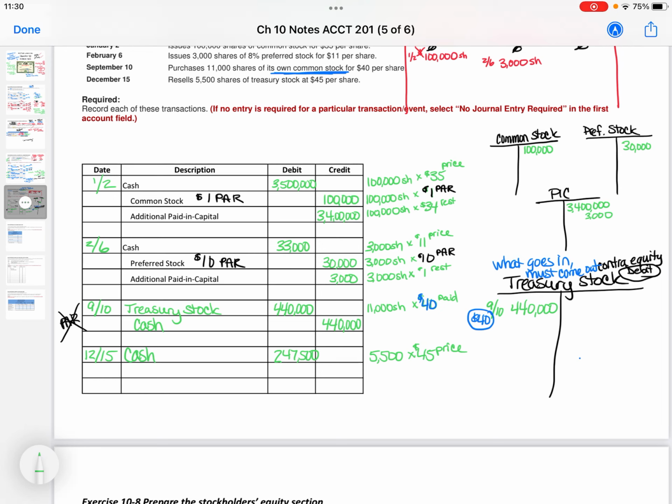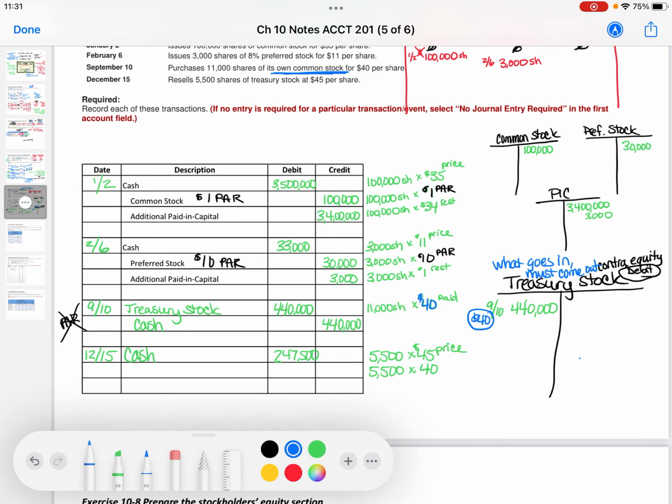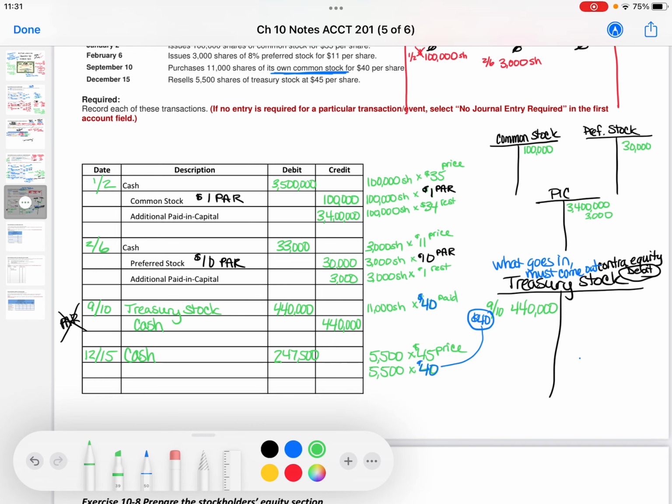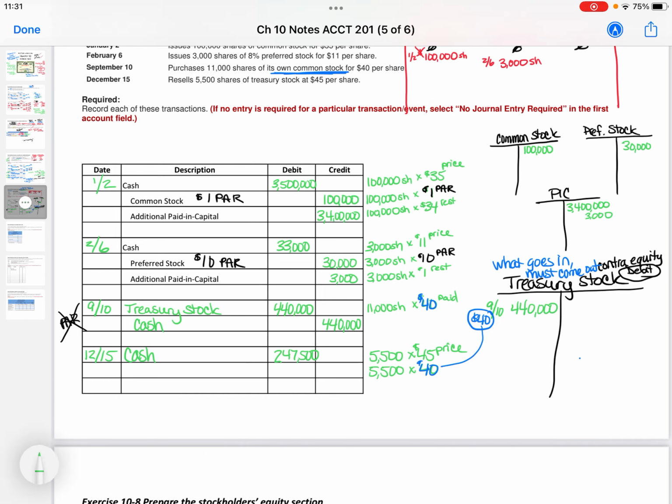But the entry to treasury stock cannot be $45. The entry to treasury stock needs to be 5,500 shares times $40. Remember, what goes in must come out. So I've got to use this starting point, this amount, the $40, to do my entry. And that would be for $220,000. I'm actually selling half of those treasury stocks.